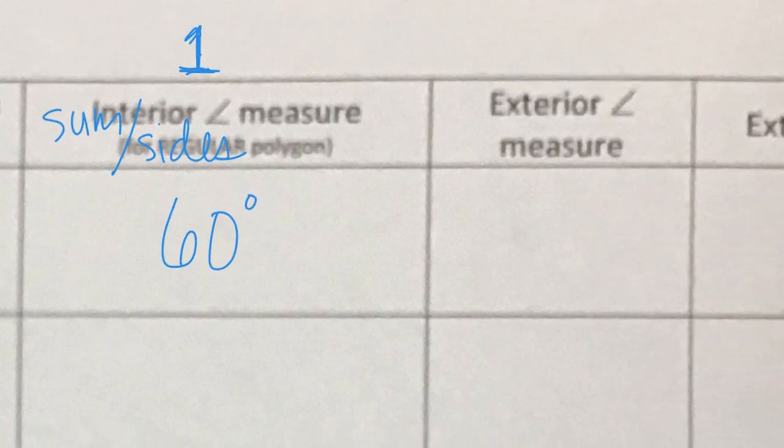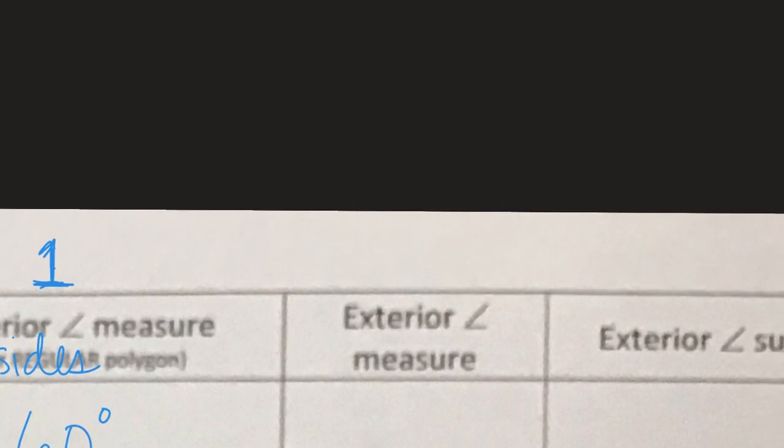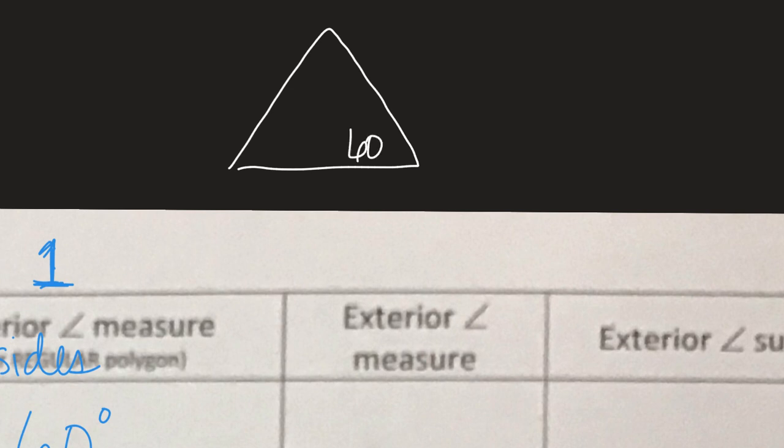Now, what about an exterior angle measure? If the interior is 60 degrees, let's draw this real quick so we can figure out what an exterior angle is if we don't remember. So here's our regular triangle with a 60-degree angle. Remember, the exterior angle is the one out here that is formed when you extend one of those sides.